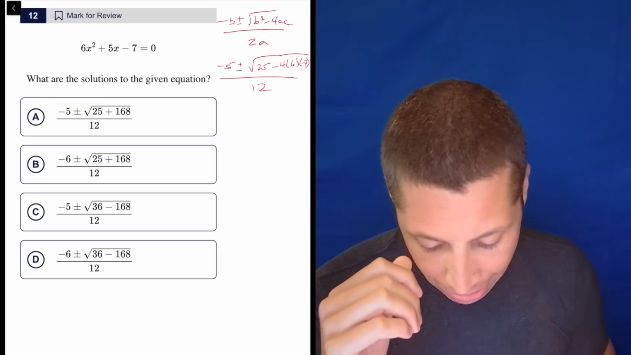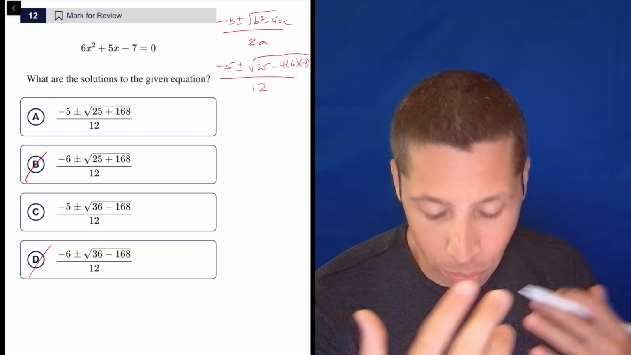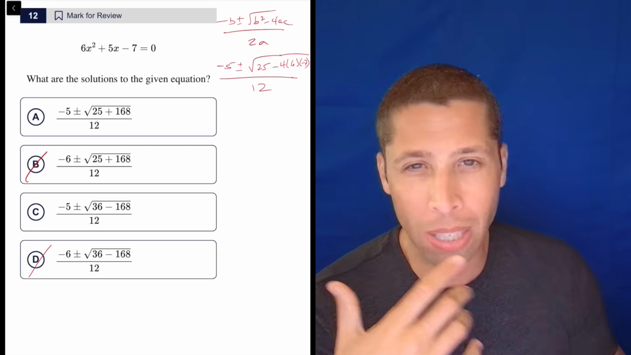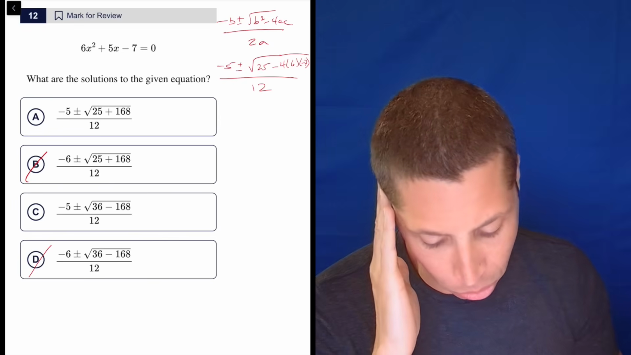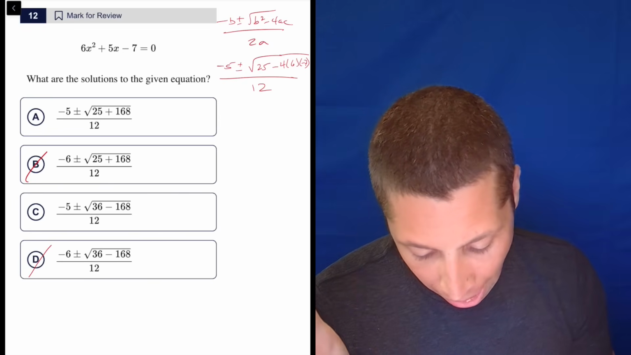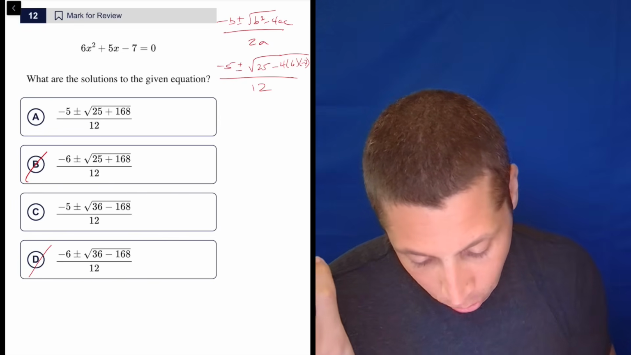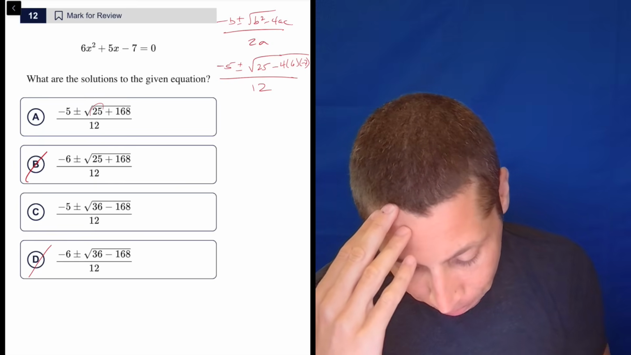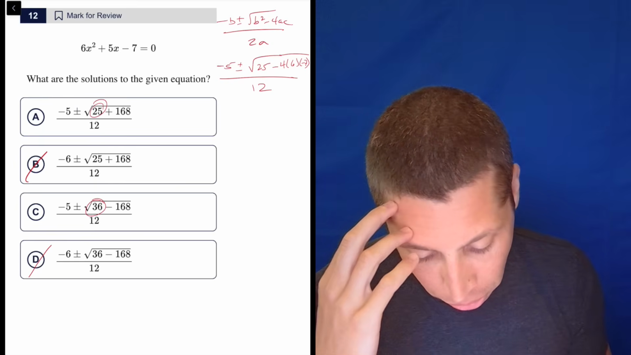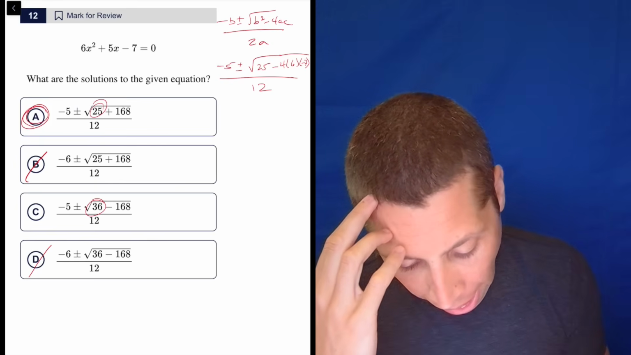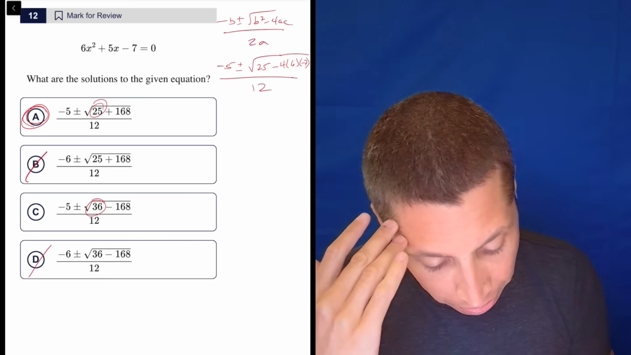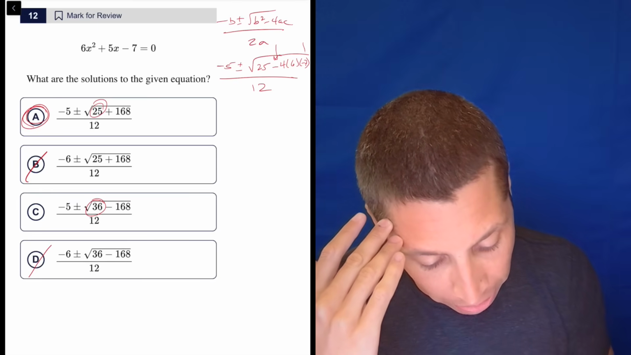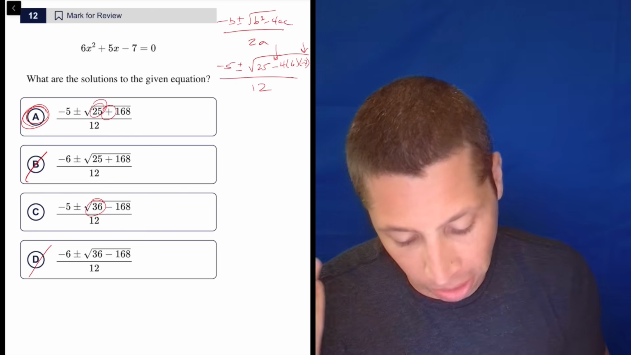So already I can see it's not going to be b, it's not going to be d. Even if we started manipulating this thing and reducing stuff, it wouldn't work out that one of those is right. And then what's the difference between a and c? Well, the 168 is plus or minus, but 25 versus 36, it's got to be a, right? And even still, if I multiplied the negative in front of the 4 by the negative 7, we'd have a positive number. So that checks this piece off.